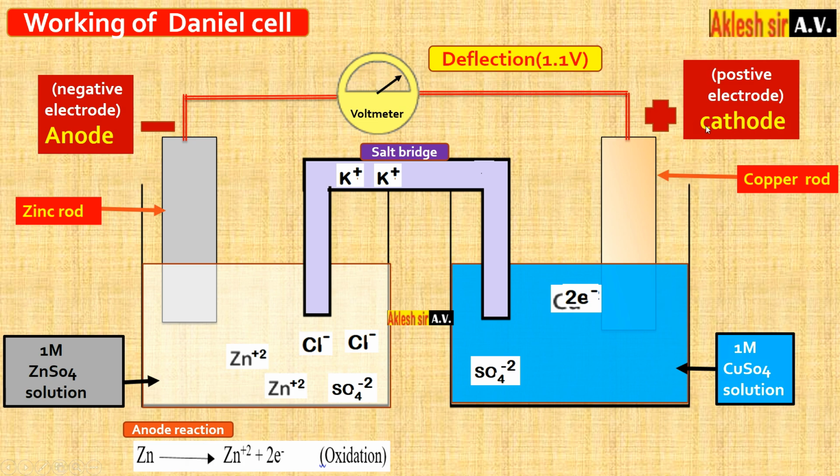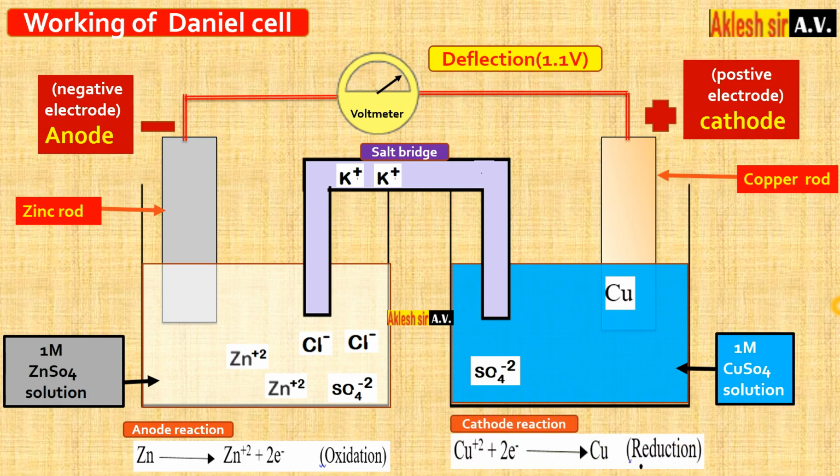Why is it known as the cathode? The cathode is the place where the reduction reaction takes place. Here the copper ion accepted the electrons, and acceptance of electrons is known as a reduction reaction. So it is the place where the reduction reaction takes place, therefore this rod is a cathode. After accepting the electrons, it forms copper atoms, and these copper atoms get deposited on the cathode rod, that is the copper rod. So what is the cathodic reaction? Copper ion accepts the 2 electrons to form a copper atom, and this is a reduction reaction because the copper ion accepted the electrons.